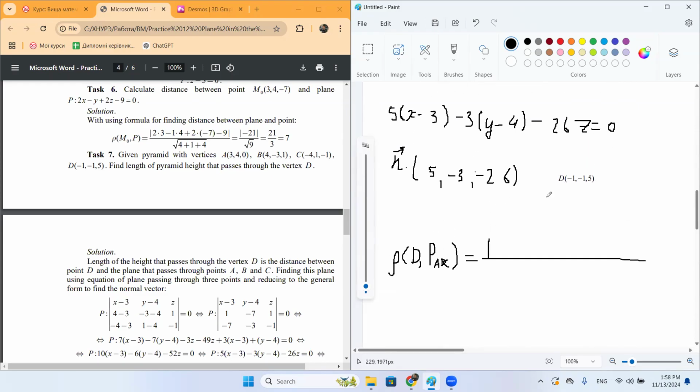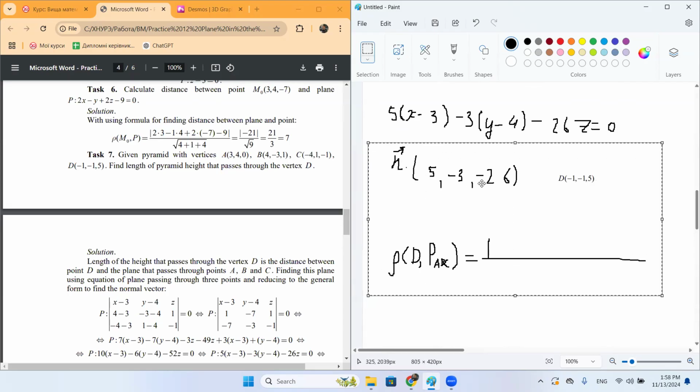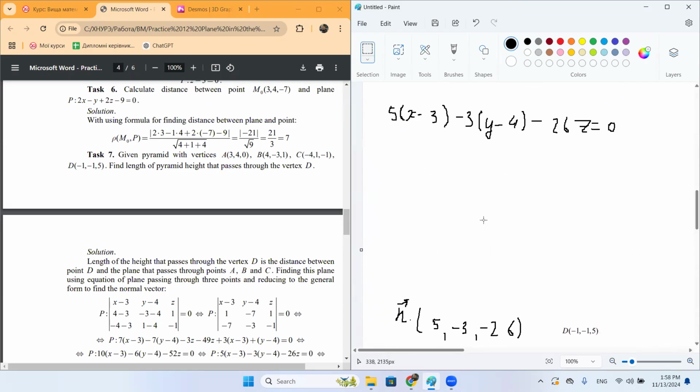No, we need to expand because we need coefficient D. Free coefficient, we need to know it. So, yeah. That's my laziness. So 5x minus 15 minus 3y plus 12 minus 26z equals 0.